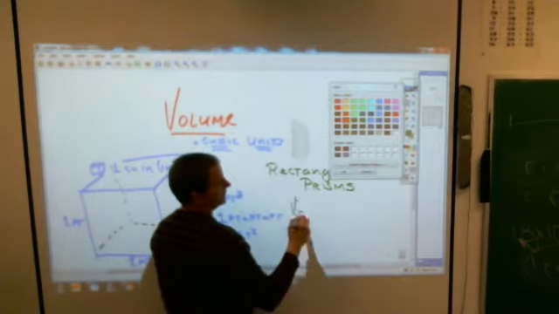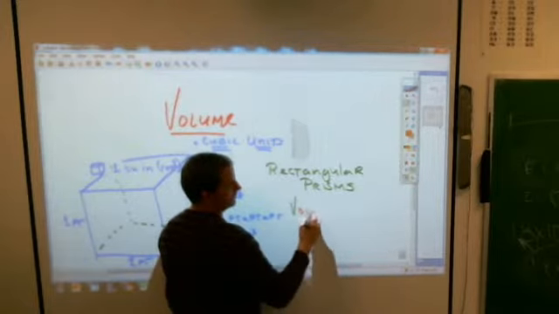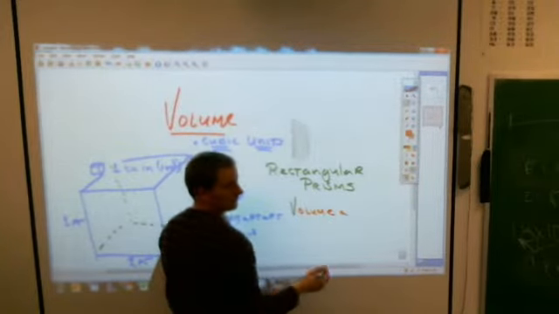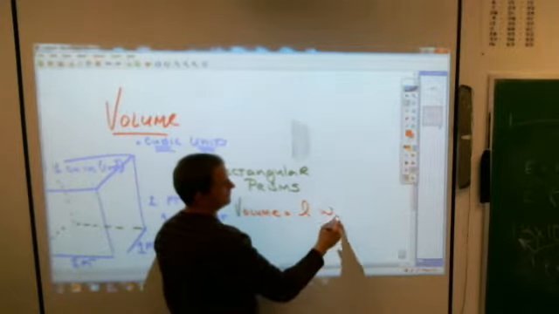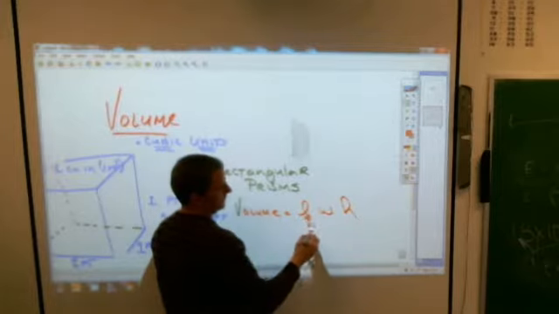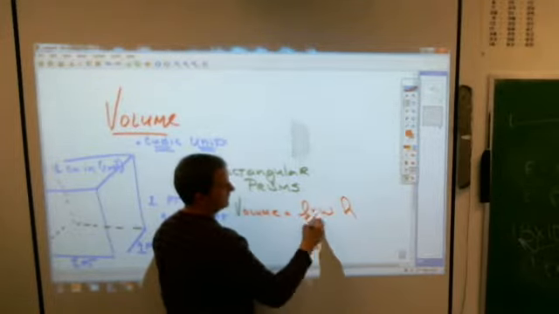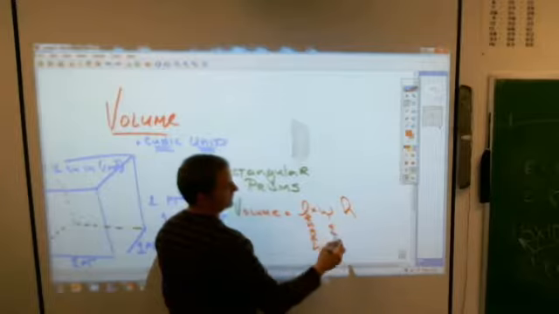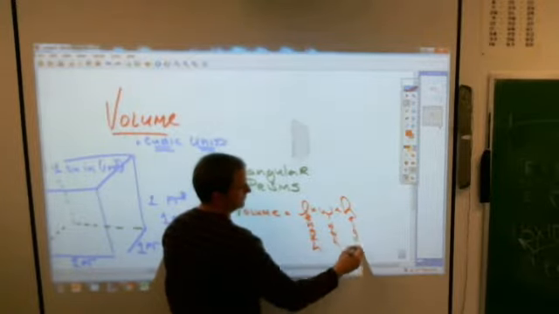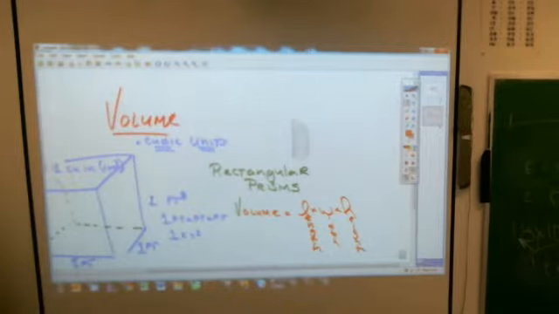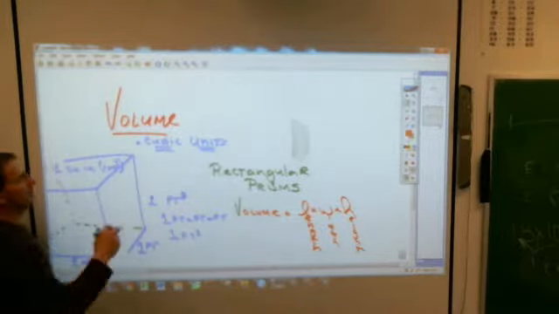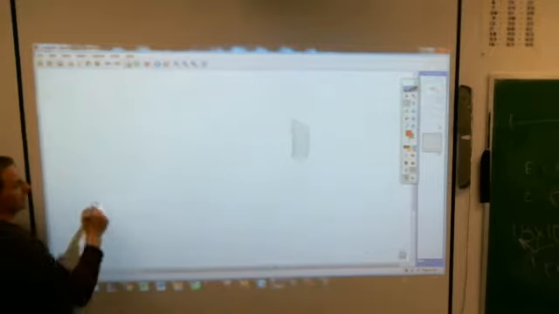Volume equals, anybody want to tell me what it is? Lauren? LWH, length times width times height. Or height, length. You just multiply the 3 dimensions of the rectangular prism together. So let us draw a rectangular prism.